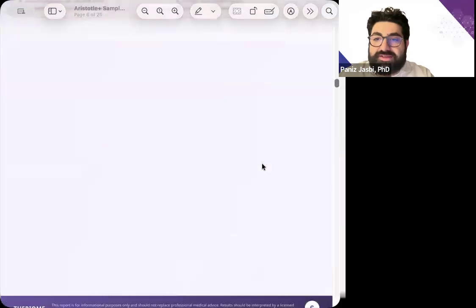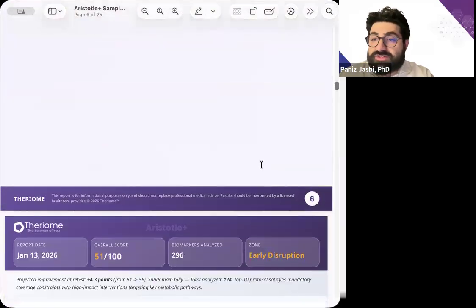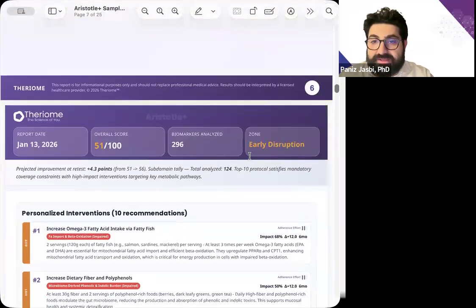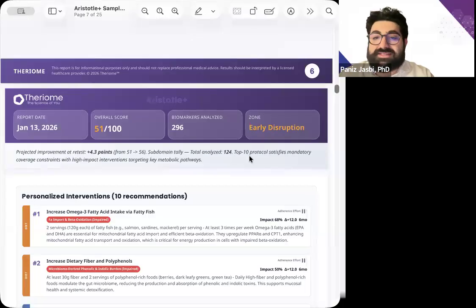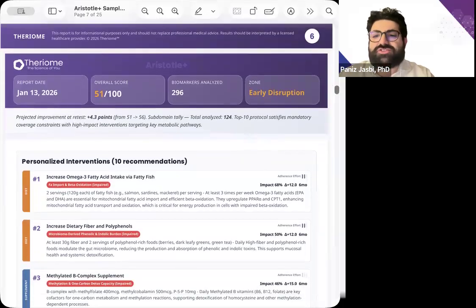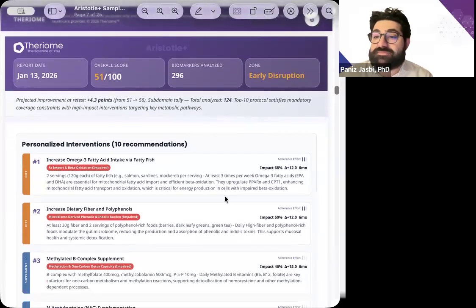Now let's go to pages 7 and 8, where we're going to be able to use a digital twin protocol right away. This is the personalized interventions section. Start at the very top. Projected improvement at retest is shown as plus 4.3 points, from 51 to 56. And the report states that the top 10 protocol satisfies mandatory coverage constraints targeting key metabolic pathways.